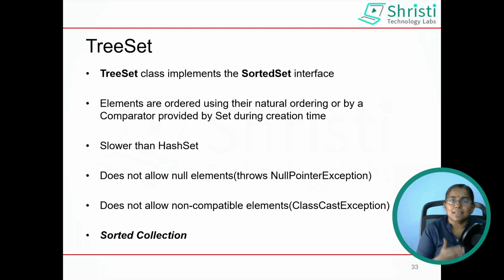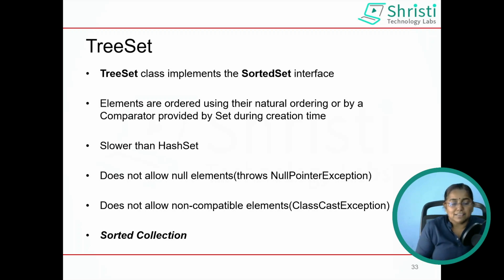Okay. Does TreeSet accept null value? No, because it has to do sorting. If you are trying to add a null value, it will throw a NullPointerException. And also, TreeSet will not allow non-compatible elements. What is the meaning of it? When we started with our example in ArrayList, without adding generics, I tried to add different types of objects to our ArrayList. It was working perfectly fine. If you try to do the same thing with TreeSet, immediately it will throw a ClassCastException.